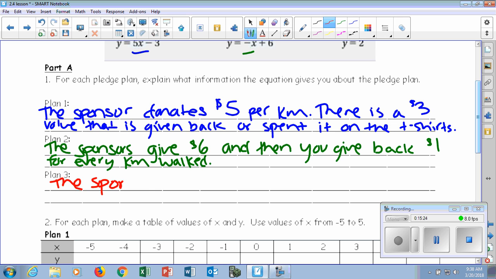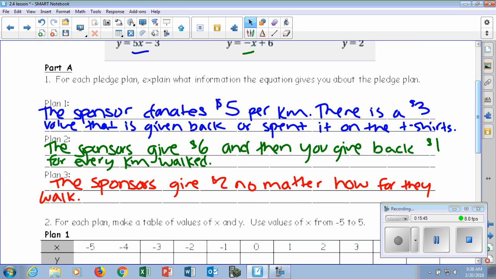The sponsors give $2 no matter what. No matter how far they walk. Whether they put their shoes on and run 2 kilometers or don't even leave their couch, if they signed up, they're given $2.